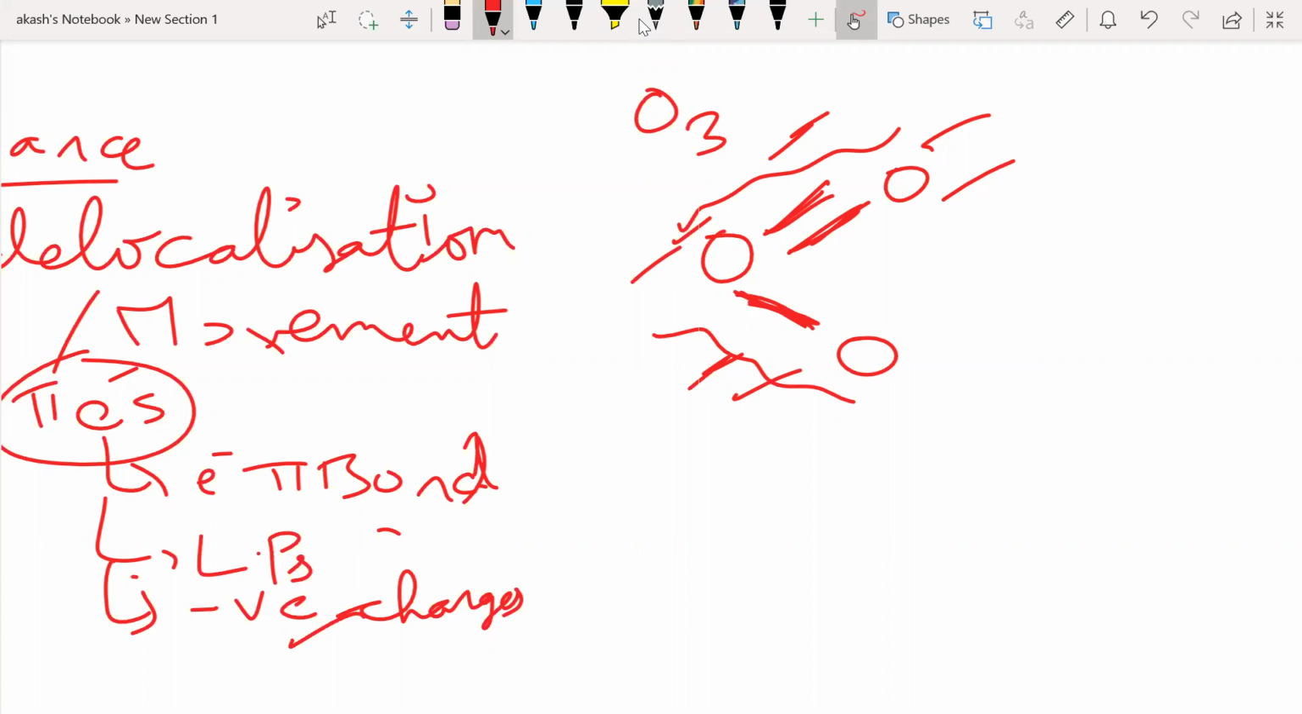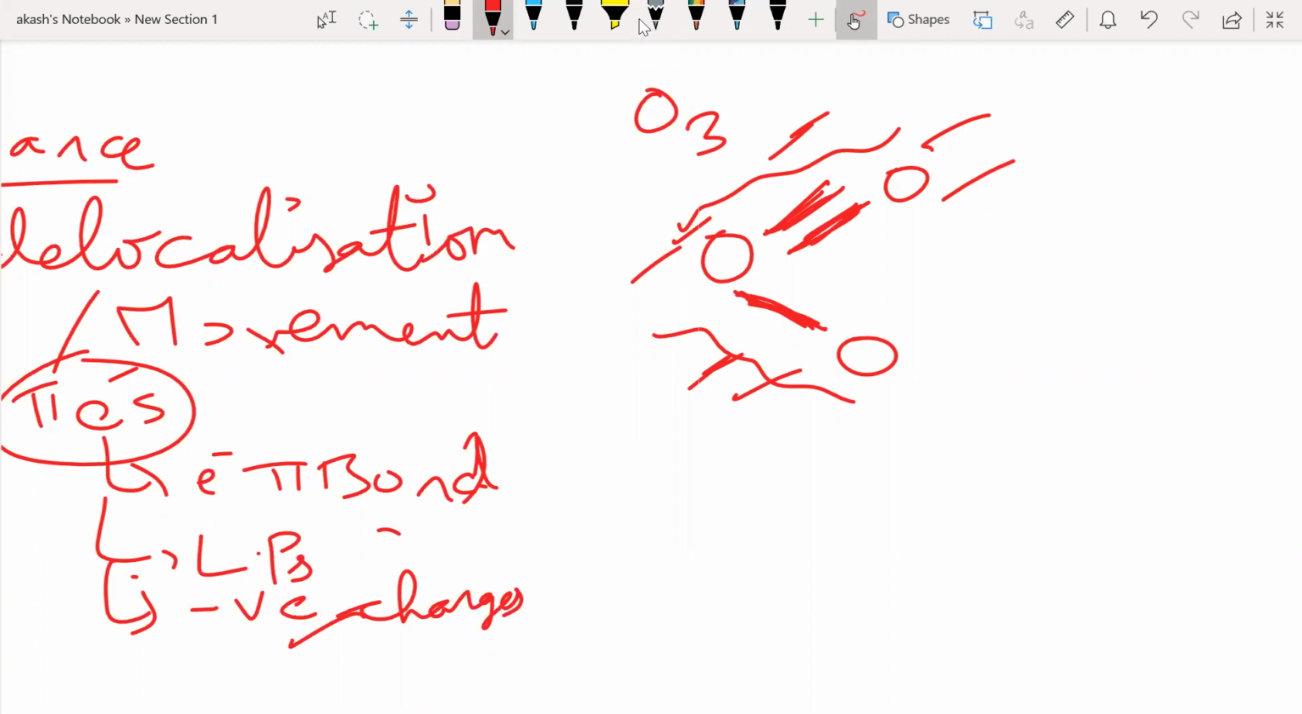But what I see in reality, guys, is that both these bond lengths are the same. Through experiments I found this out. So how do I account for it? The only way to account for it is by using resonance.